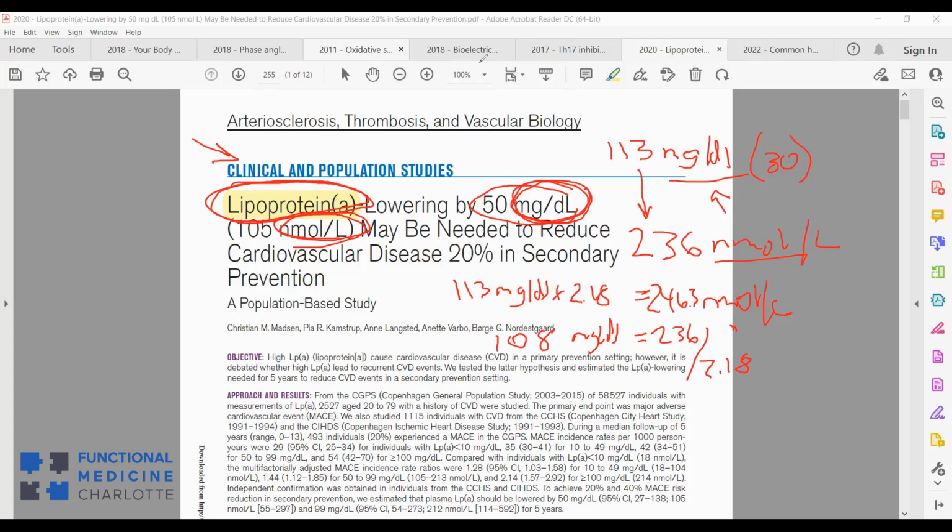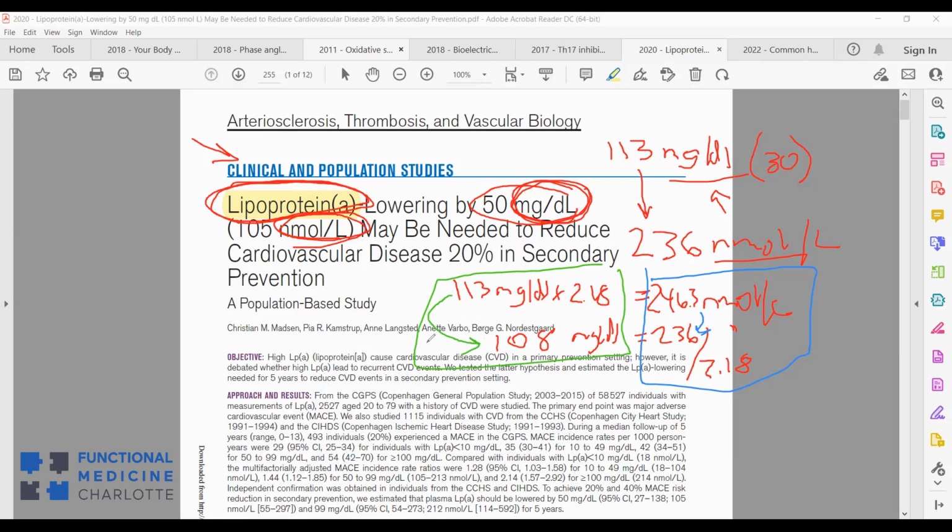Now that we've done that, we can compare apples to apples either way. Green would be our milligrams per deciliter, blue would be our nanomoles per liter. Having made that conversion, we can now see that the person has improved. They've gone from 246 to 236 nanomoles per liter, or from 113 to 108 milligrams per deciliter. So the person is improving, and the strategy being implemented is working. That's step one, to understand that.